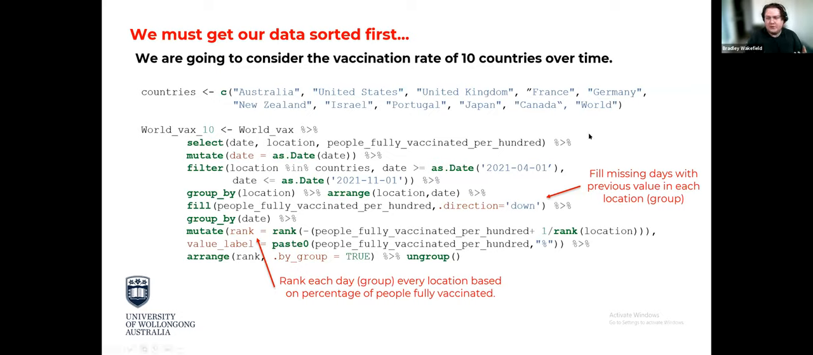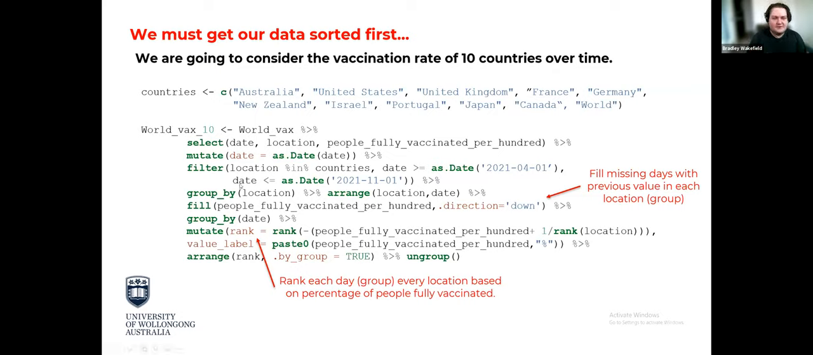I've also added this world argument at the end, which is the total vaccination rate for the world in general as a function of its size. Okay, so we're going to set this up. We've got a lot of work we've got to do to get this in the right format, but luckily our pipeline architecture allows us to do this pretty straightforwardly.